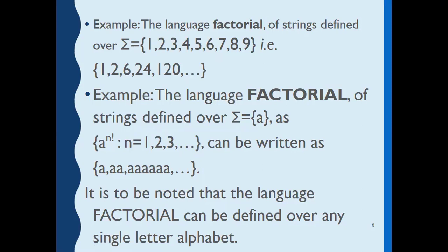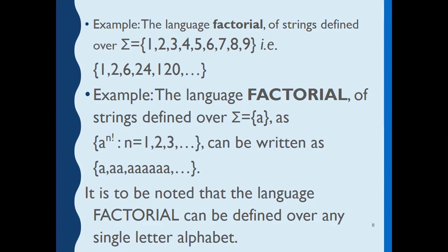This is an example of the language factorial of strings defined over alphabet 1, 2, 3, 4, 5. Basic digits were 1 to 9. Factorial numbers. What are the factorial numbers? The formula will definitely be in the knowledge of all of you. Factorial number is a set of numbers in which the same number is multiplied, like 1 factorial, 1 is multiplied by 1, and 2 factorial, 1 is multiplied by 2, 3 factorial, 1 multiplied by 2 multiplied by 3, 2 ones are 2 and 2 threes are 6, and so on.